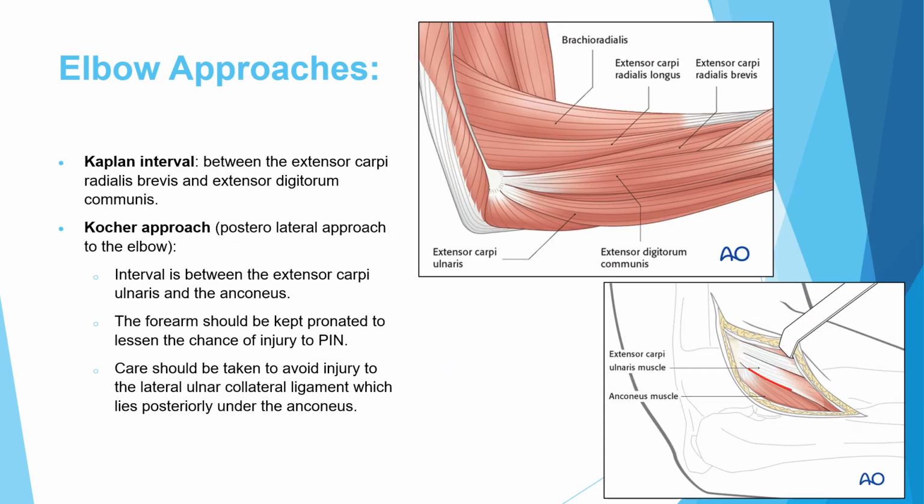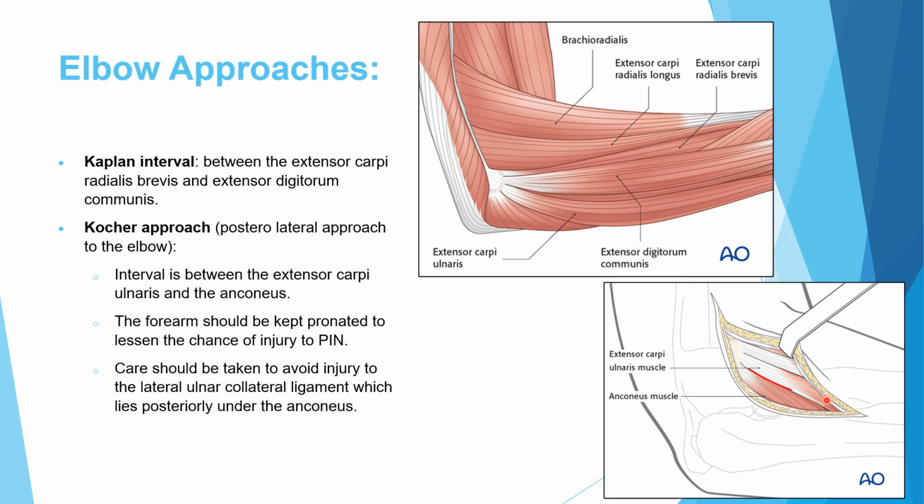Now let's speak about the lateral approaches to the elbow. There are two main intervals, the Kaplan interval and the Coker interval. The Coker interval is the very classic lateral approach to the elbow between the anconeus posteriorly and the extensor carpi ulnaris anteriorly. So you go into this interval. Again, this is the most classic approach to the elbow.